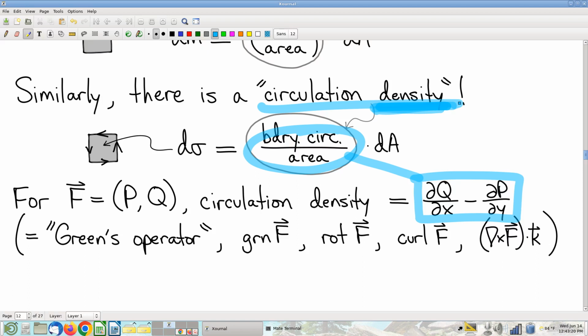Okay, so there's the formula for circulation density. I like to refer to this as Green's operator because this is going to be the trick operator that makes Green's theorem work. So Green's operator seems like a reasonable choice. I like to abbreviate it, being as I'm calling it Green's operator, as GRN. I don't know. It's possible I made that up. It's possible I'm copying something I saw so long ago I can't place it. I'm not sure. But I like this notation. I've used this a lot. Also a very common notation, rot.